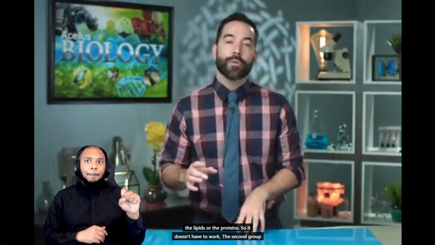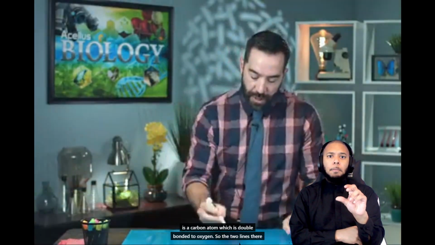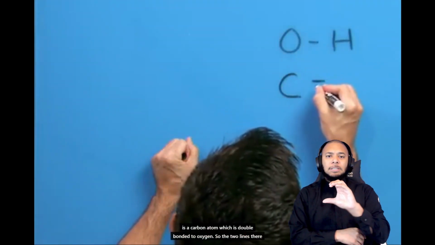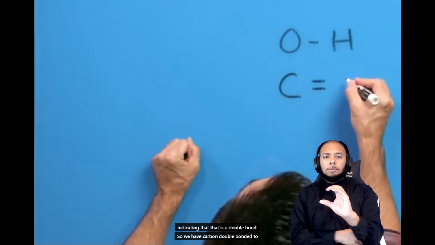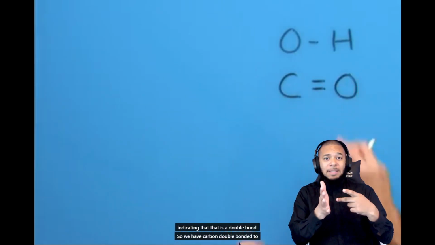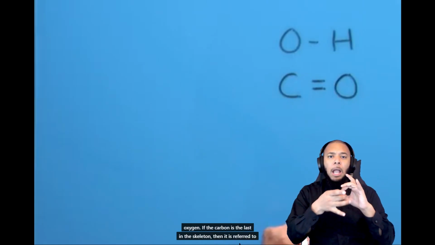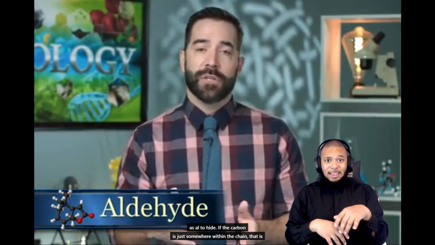The second group we want to take a look at is called the carbonyl group. The carbonyl group is a carbon atom which is double bonded to oxygen. So the two lines there indicate that that is a double bond. So we have carbon double bonded to oxygen. If the carbon is the last in the skeleton, then it is referred to as an aldehyde. If the carbon is just somewhere within the chain, then it is referred to as a ketone. And those are just terms that we use to identify the different types of carbonyl groups.